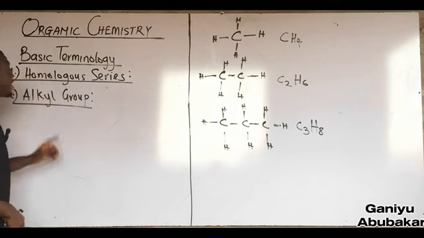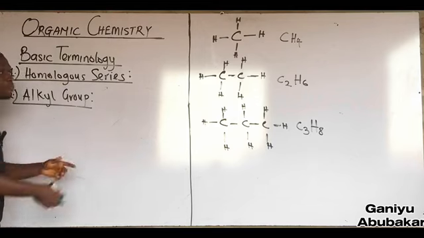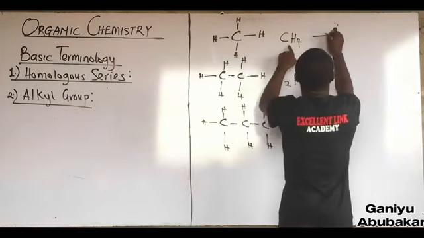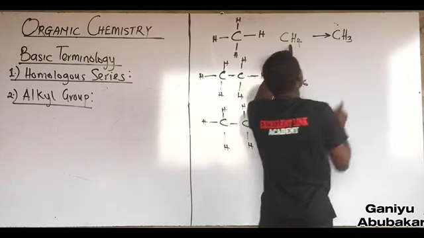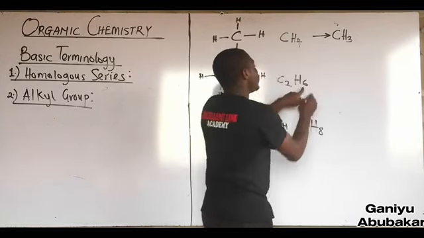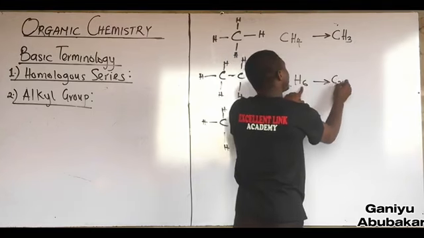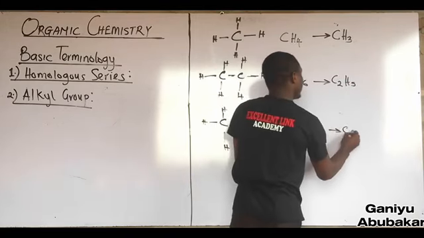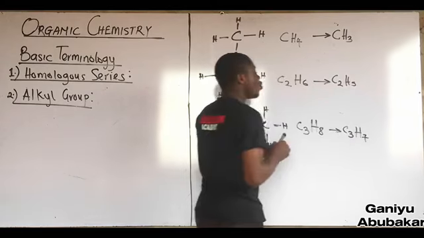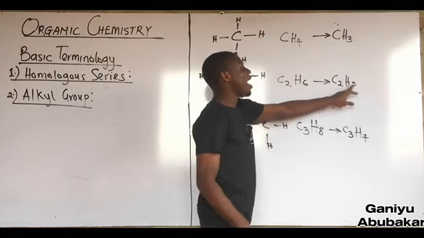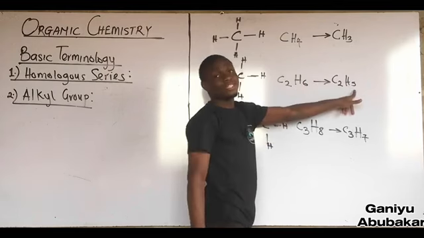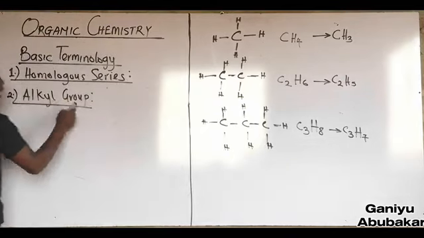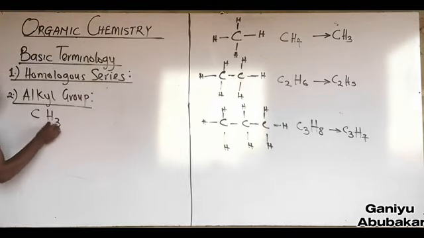So the alkyl groups are derived from the alkane by the loss of 1 hydrogen. If I take away 1 hydrogen here, I'll have CH3. For this one here, take away 1 hydrogen, that's C2H5. For this one, I'll have C3H7. Observe that the carbon remains the same, but I remove just one hydrogen. So the first member of the alkyl group is simply CH3.